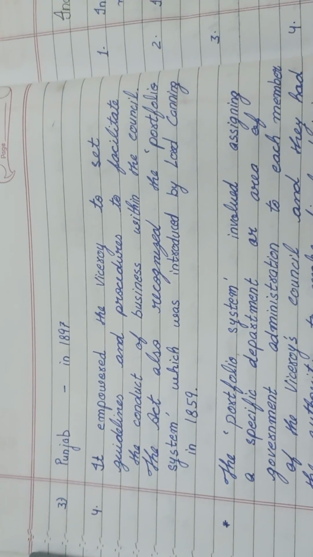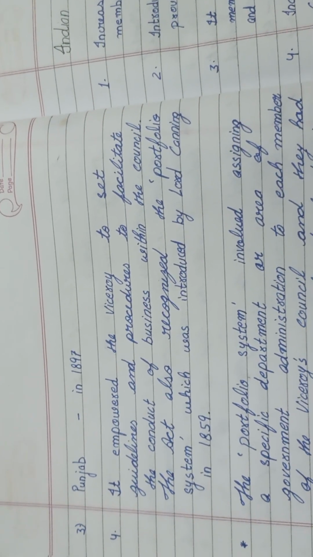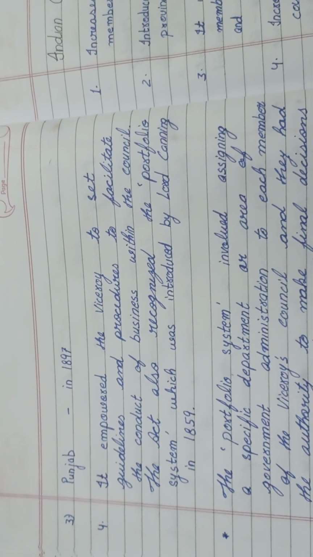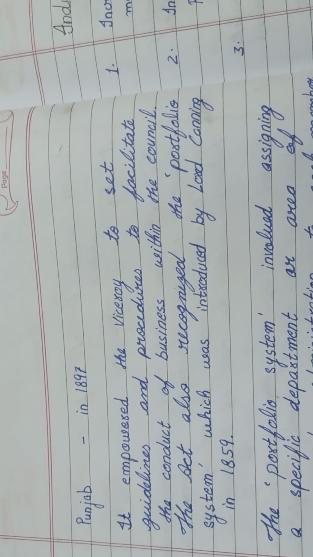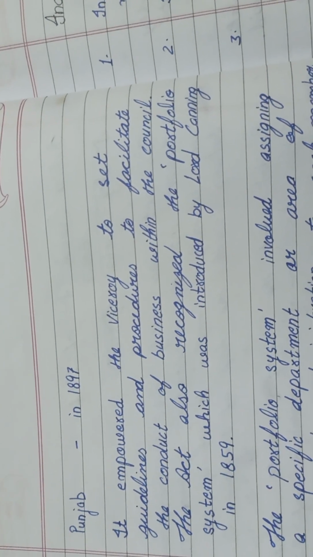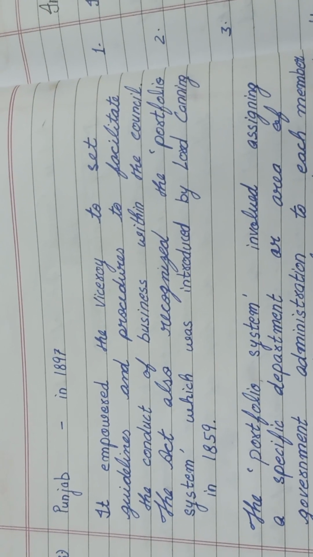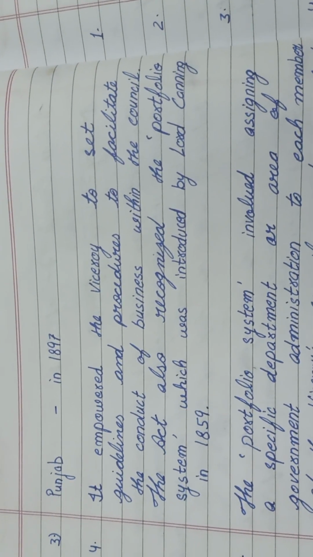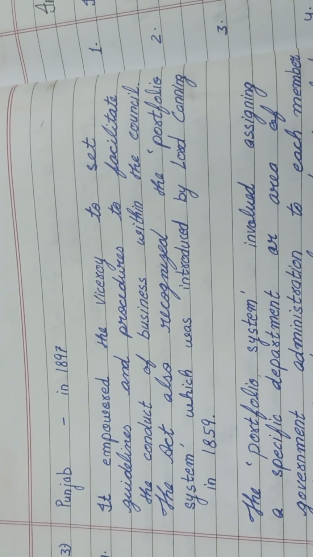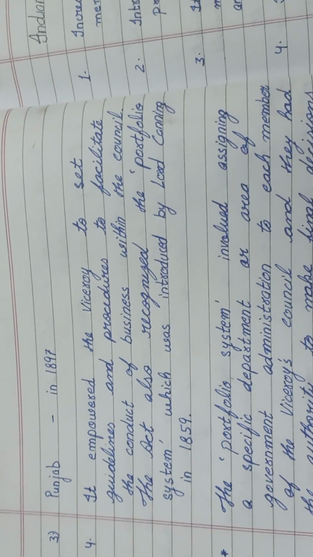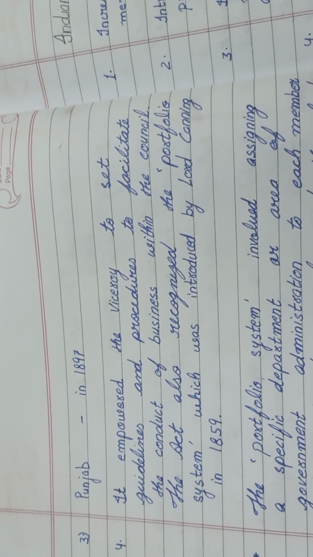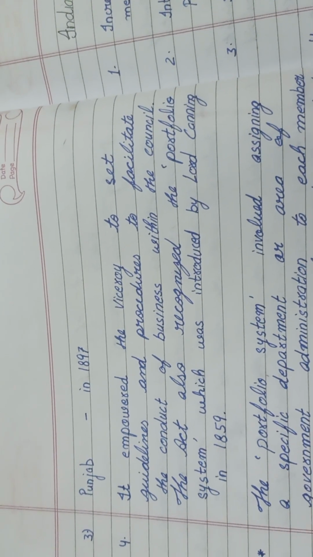Now the fourth feature: it empowered the Viceroy to set guidelines and procedures to facilitate the conduct of business within the council. So it gave the Viceroy power to set guidelines and procedures for how business within the council will take place. They obviously had their own needs, like buying something from some organization, or giving them some work, since they couldn't do everything by themselves. Suppose they wanted the construction of roads, bridges or a railway system, so they had business dealings with private individuals. For these business dealings within the council, the Viceroy had complete authority to set any guideline or procedure that he wanted.